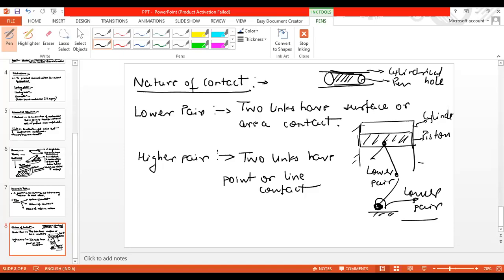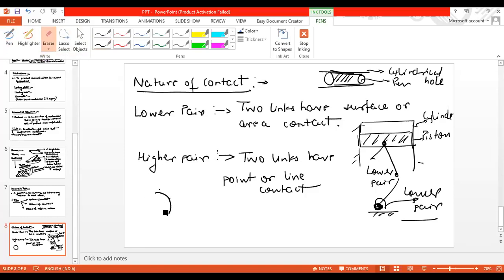Now let us move further. After the clutch plate, you have the gearbox. Can you say there is some point or line contact somewhere in the gearbox? This is obvious. Let's say two gears are meshing with each other, correct? So two gear wheels are there, let's say. Point contact, right.